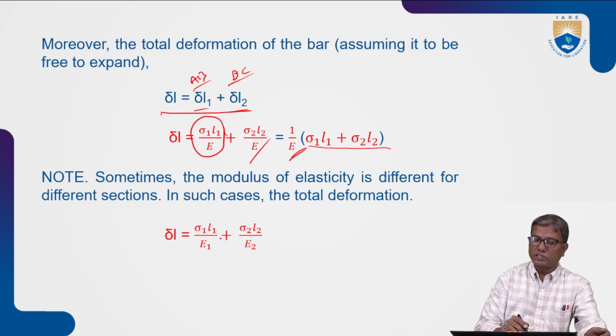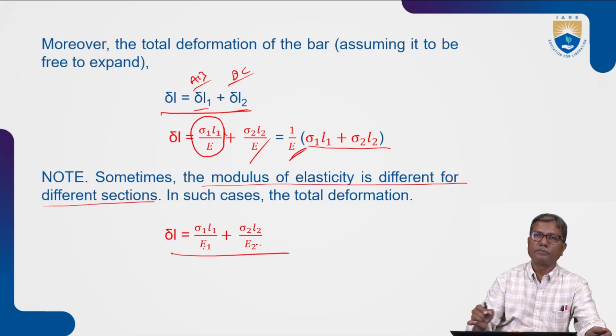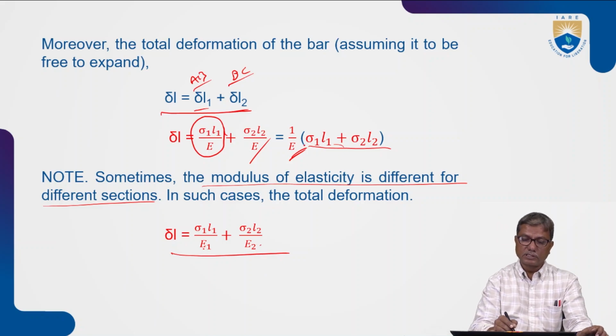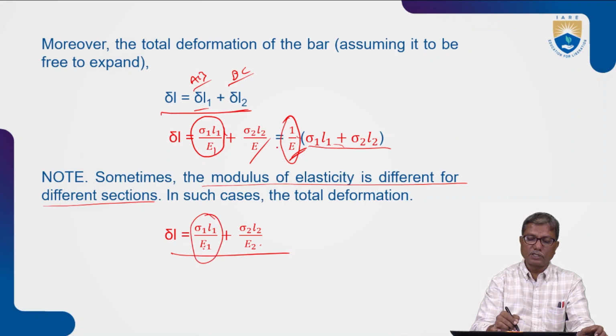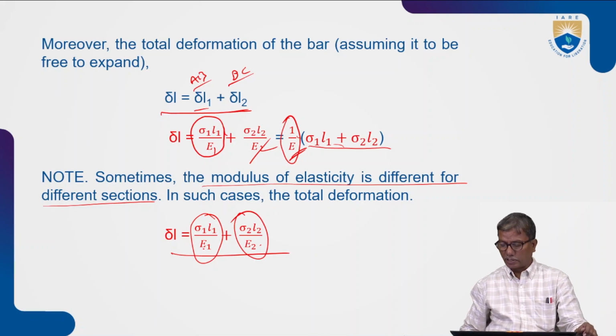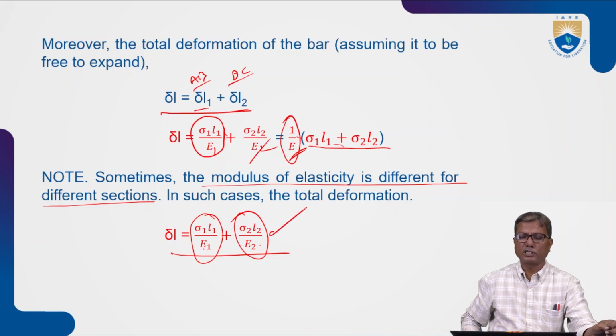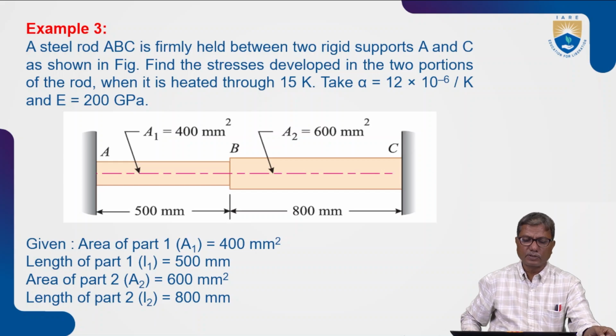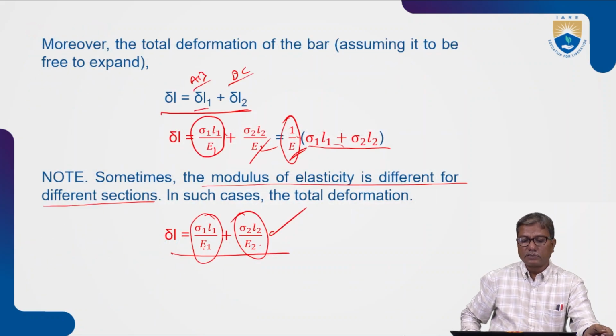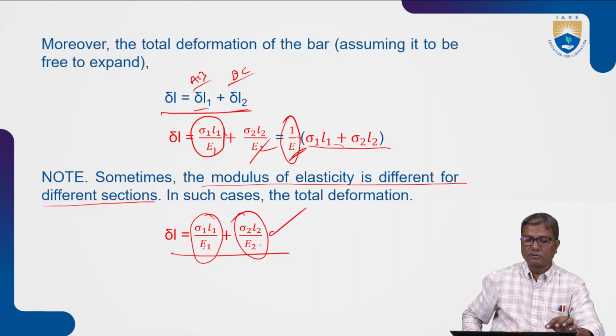Sometimes if different materials are used, then E1, E2 also will be different. In that case, we cannot take this common here. So sigma 1 L1 by E1 and sigma 2 L2 by E2. The total expansion is given by this expression when materials are different. With this introduction, we can see some examples. So this is the condition used for solving this type of problems.